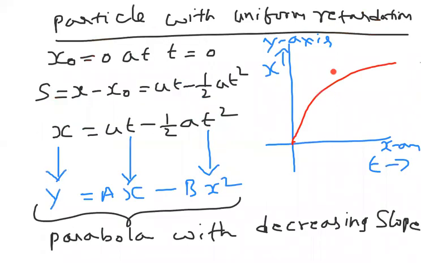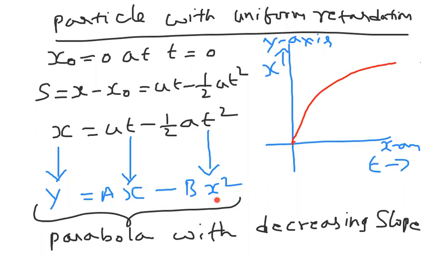Now, this is particle with uniform retardation. X naught equal to 0 at t equal to 0. So s is equal to, as usual, x minus x naught value is 0, means x equal to ut minus half at square. Everything is same as previous graph. Here, time is taken along x-axis, position is taken along y-axis. Here we have t square, that means it is the x square.